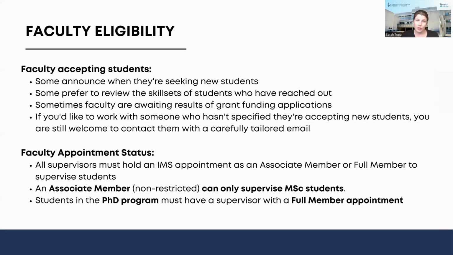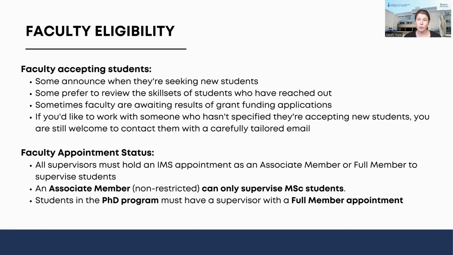In terms of faculty eligibility, some faculty will absolutely announce when they're seeking new students. Some prefer not to say, and would rather review the skill sets if an individual student reaches out. And many of our faculty are awaiting the results of grant funding applications, so they're simply not in a position to say if they're taking a graduate student until they know that funding has been secured. You can keep that in mind when reaching out. If you would like to work with someone who hasn't specified they're accepting new students, you're still more than welcome to contact them. Just make sure your email is carefully tailored.